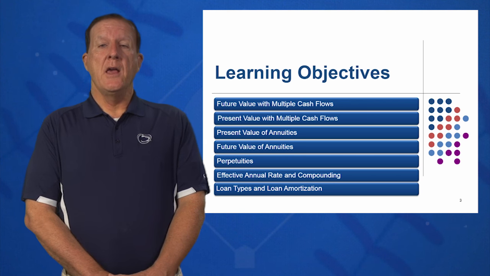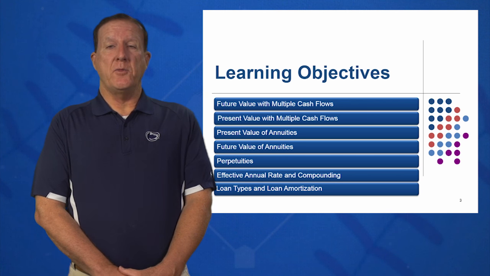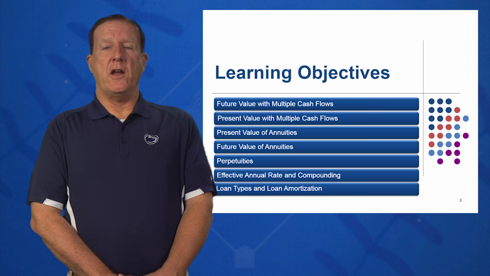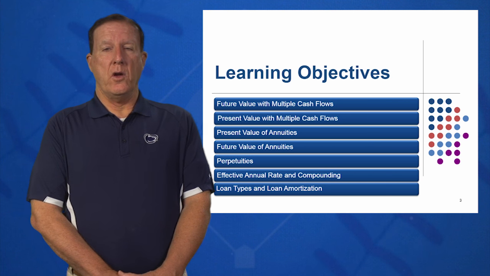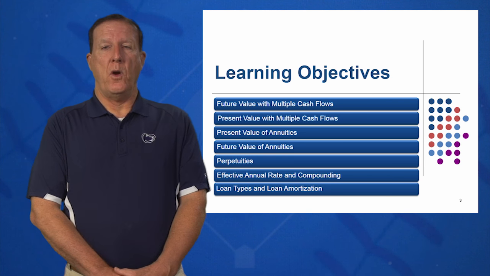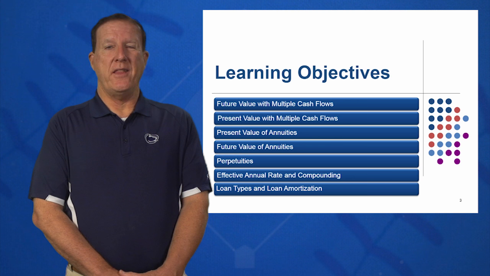So what happens if that annuity goes on forever? That is a perpetuity. Number six, the learning objective is EAR. If we have a credit card and it says compounded daily, compounded monthly, compounded quarterly, we know we're going to pay more than the quoted or stated rate. How do we calculate that EAR?